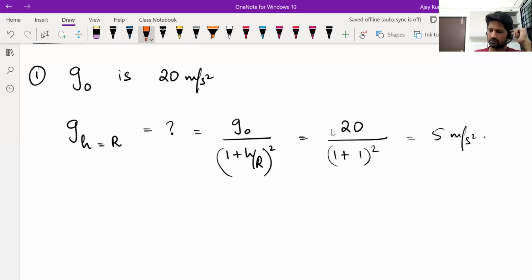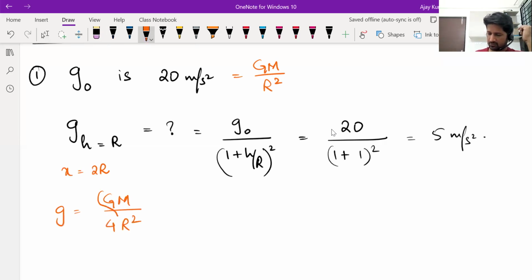You could have solved it this way also. Gravity on the surface is GM by r square. Gravity at a height equal to r: if height is equal to r, that means distance from the center of the planet is 2r. Then the gravity there becomes GM by 2r whole square, which is 4r square. So effectively it is 1/4 of the surface value. That way also you could have said that it is 5 meters per second square.